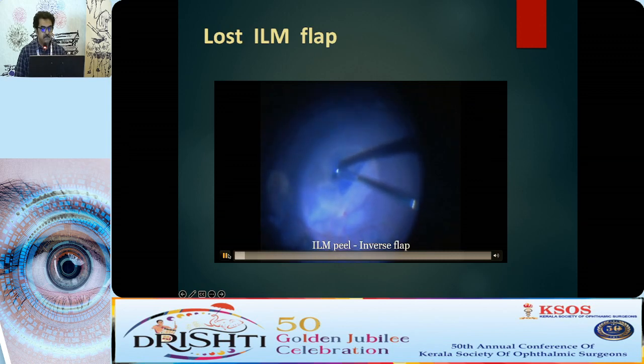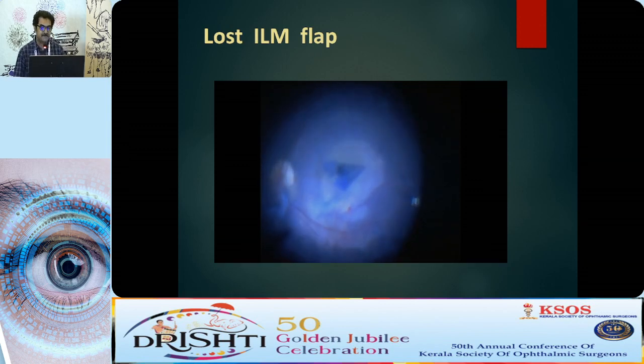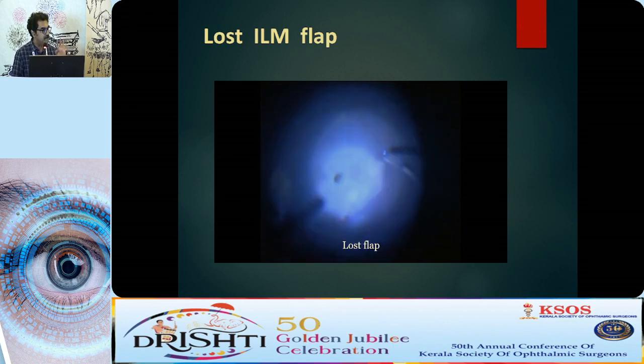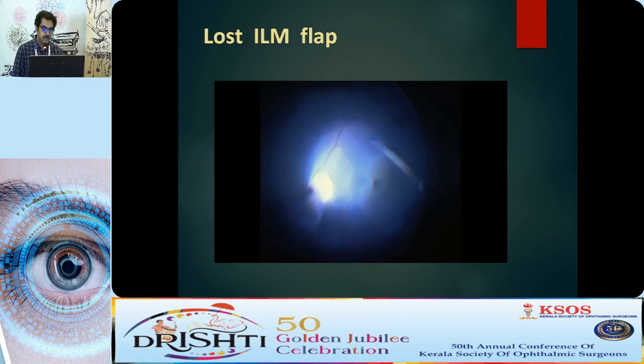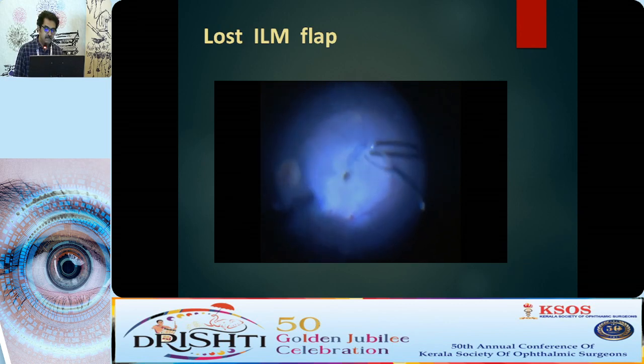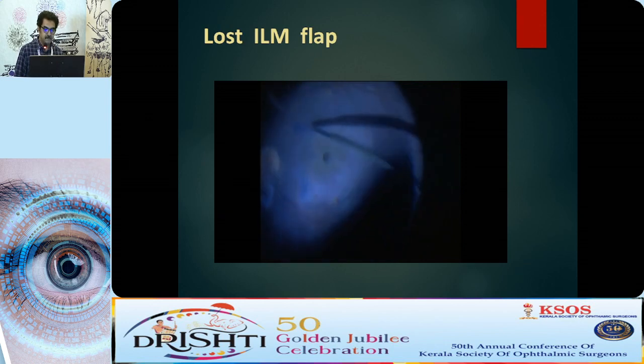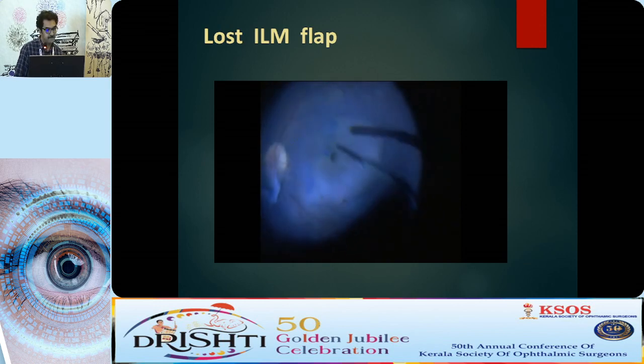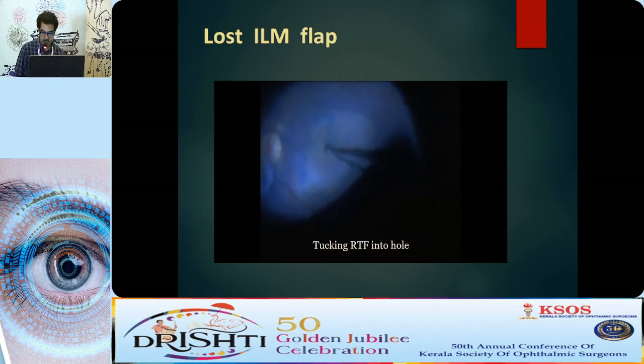So this is the internal limiting membrane peeling, you can see. I'm just tucking it in. See, this is called the tuck. You have peeled it. Now you see, got it, lost. The flap is gone. Now what can you do? Then you can see it's going from there. On the side, I peel there and take that. Slowly I bring it. It's not too much time, don't worry. And bring it close and stuff it into the fovea. See? So this is one out-of-the-box technique that you can do.